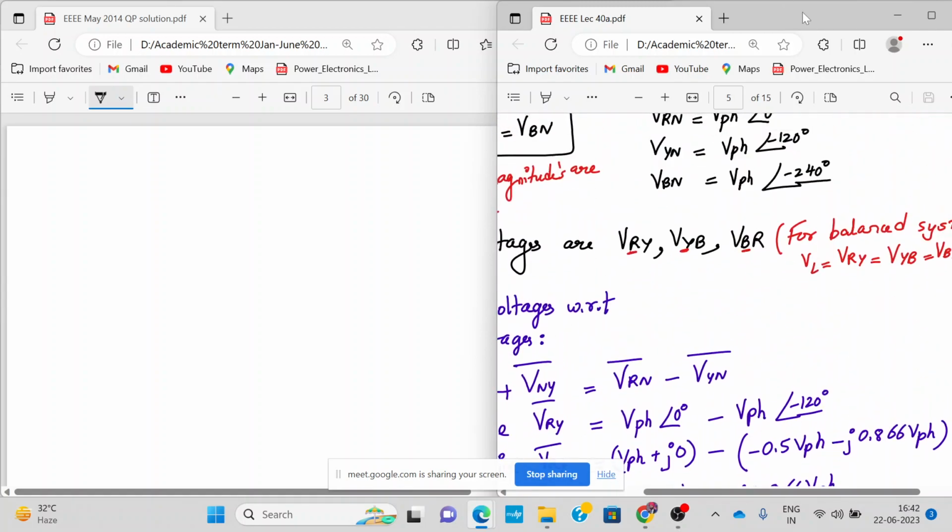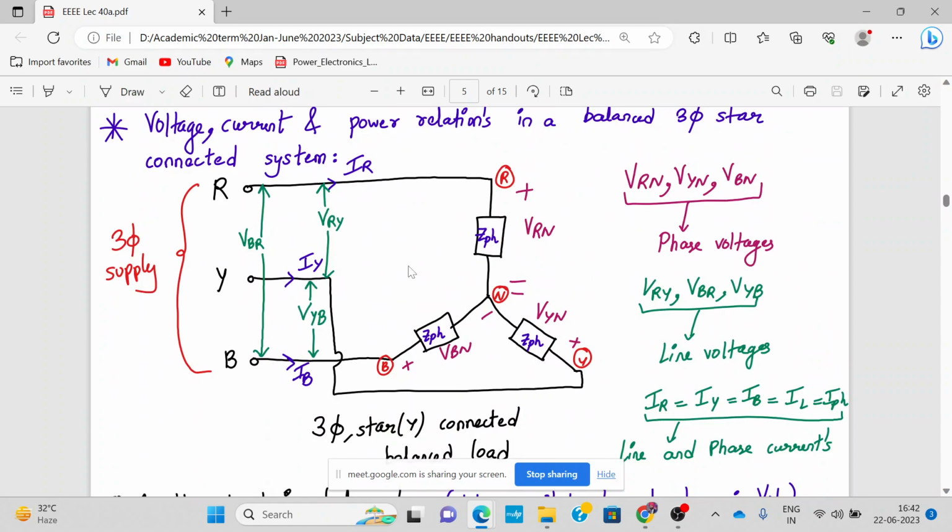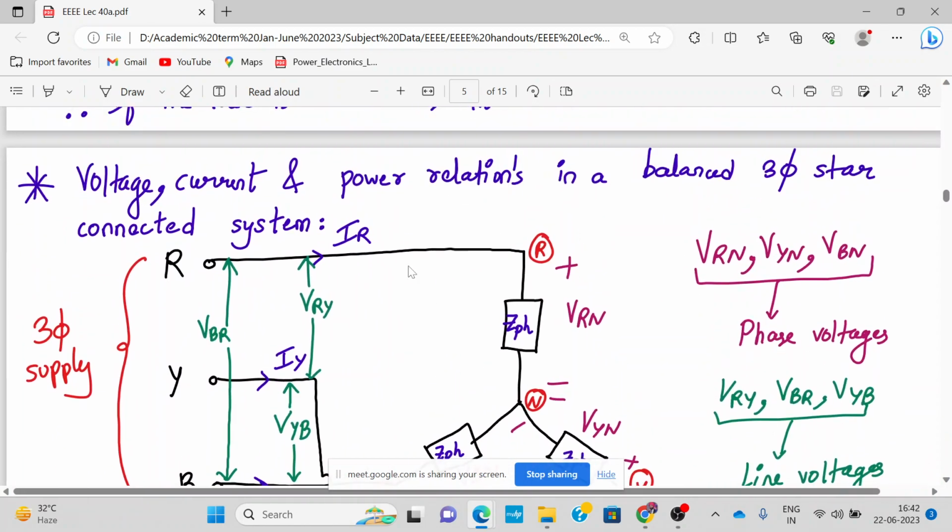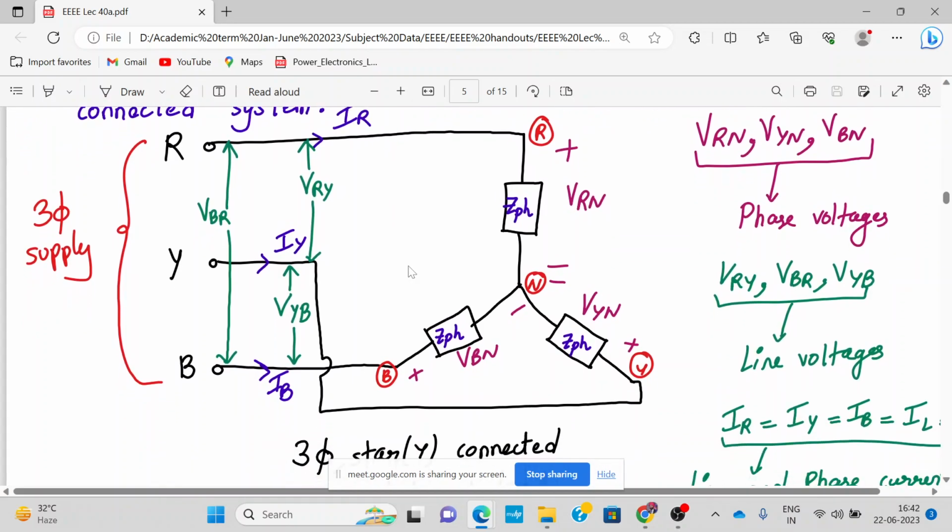So for this you have to understand this diagram. This is a three-phase star-connected system R, Y, B, and this is the star point. Each leg has an impedance Z phase. Now there are certain phase voltages. N is the neutral, and VRN, VYN and VBN are the three phase voltages. Now there are line voltages also, which are between R, Y and B: VRY, VYB and VBR.